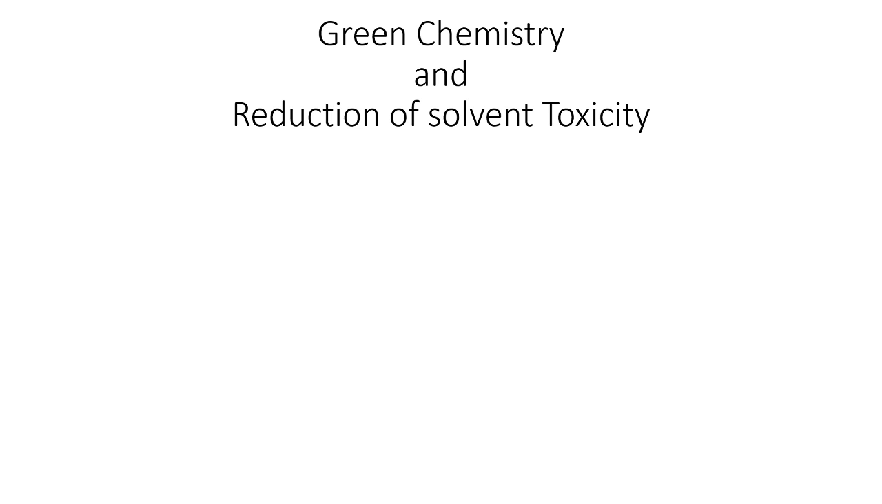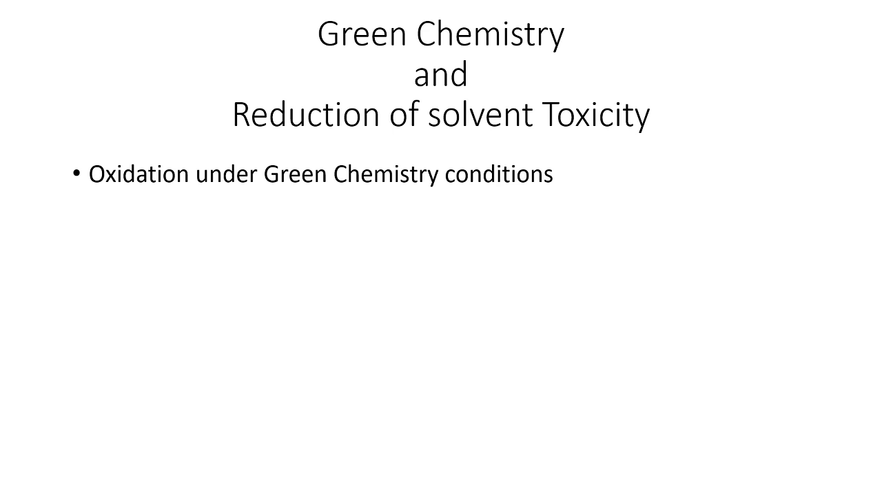Then next is, in green chemistry, one more component is very important, that is solvent. So green chemistry and reduction of solvent toxicity. How can one reduce the solvent toxicity? First is oxidation under green chemistry conditions. Many oxidations can be carried out in water or supercritical CO2 or with less solvent. Hydrogen peroxide is a good oxidizing agent which works at room temperature.